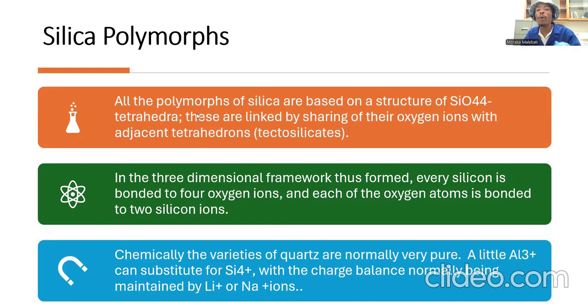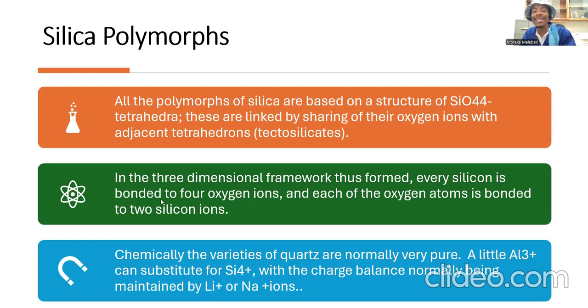All the polymorphs of silica are based on the structure of the silicon tetrahedron. We know the silicon tetrahedron has silicon at the center, surrounded by 4 oxygens, and I like to call that a pyramid. If you visited our video on silicate classification, you now understand that the different silicate minerals are formed based on how the silicon tetrahedra bond with each other.